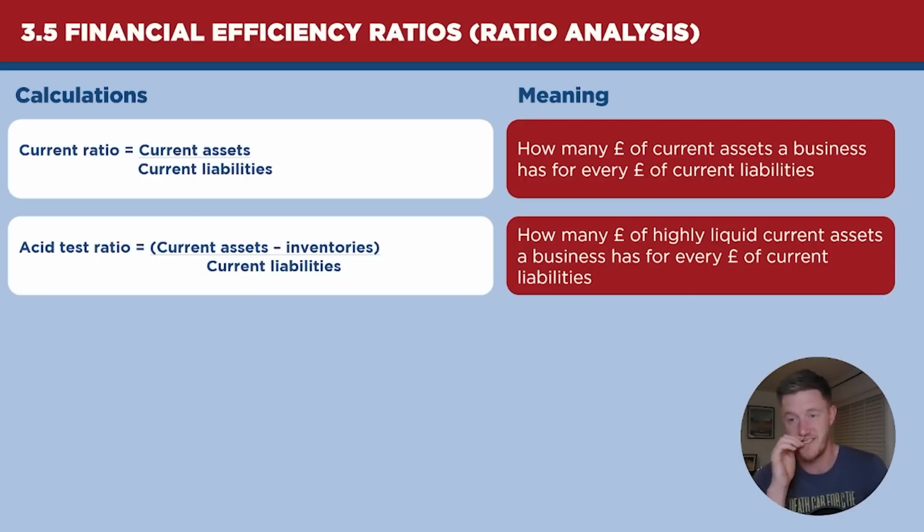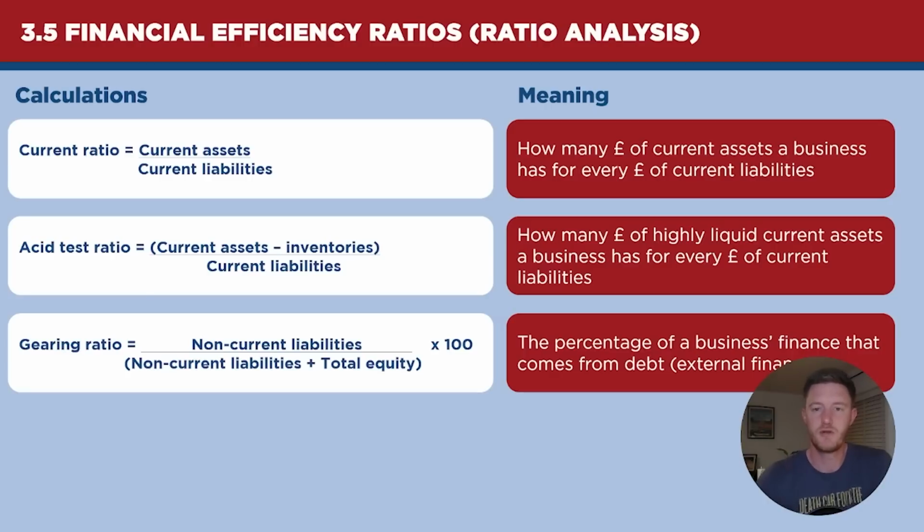Asset test ratio is current assets minus inventories. It's the same, but we're just taking away some of those maybe unreliable current assets like stock. We don't necessarily rely on stock because it could go perishable, it could become obsolete, it could go out of fashion. So we're looking at our reliable ones. Gearing ratio is our non-current liabilities divided by our capital employed times by 100, and that's the percentage of our total finance that comes from external finance, so comes from debt. So what percentage of our capital employed comes from long-term borrowing?